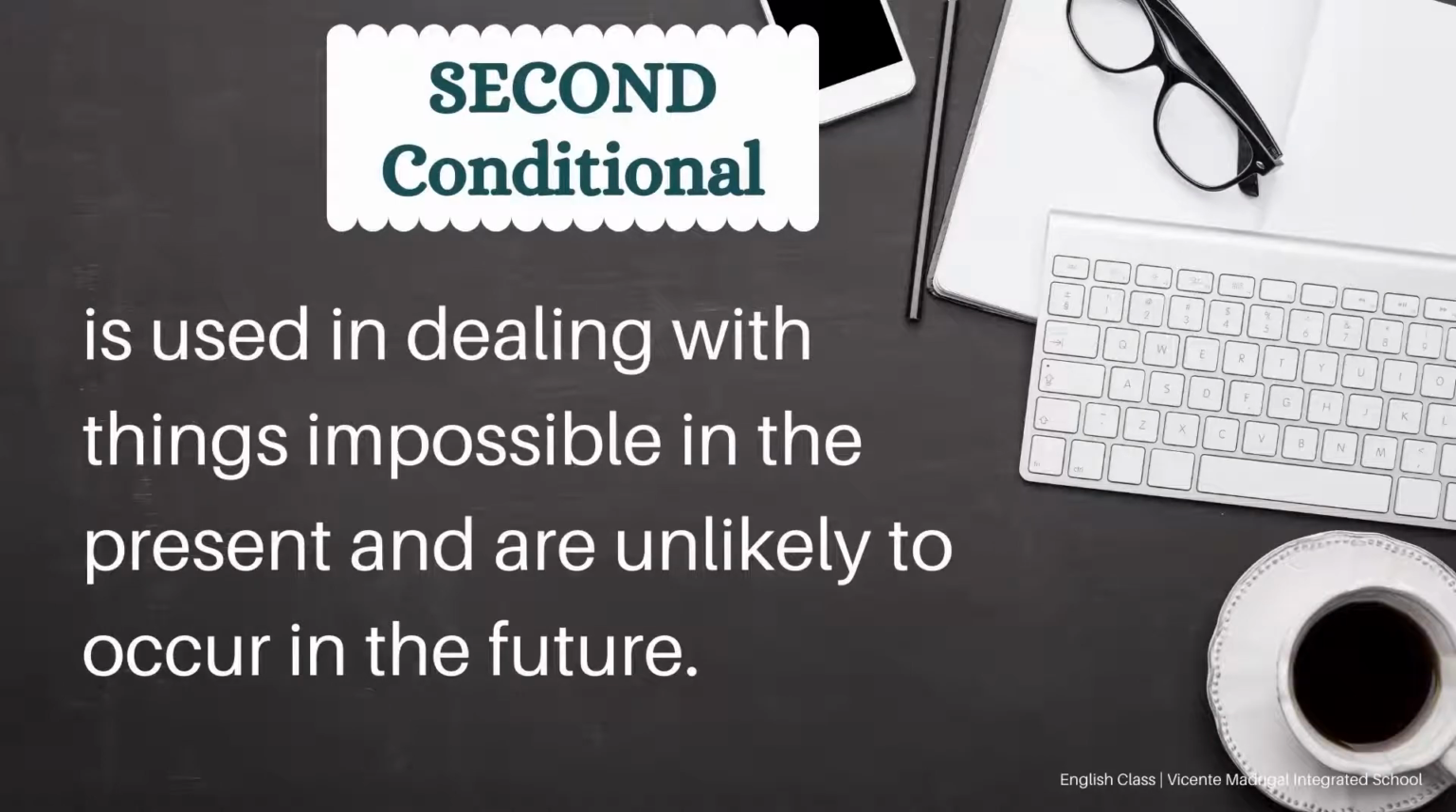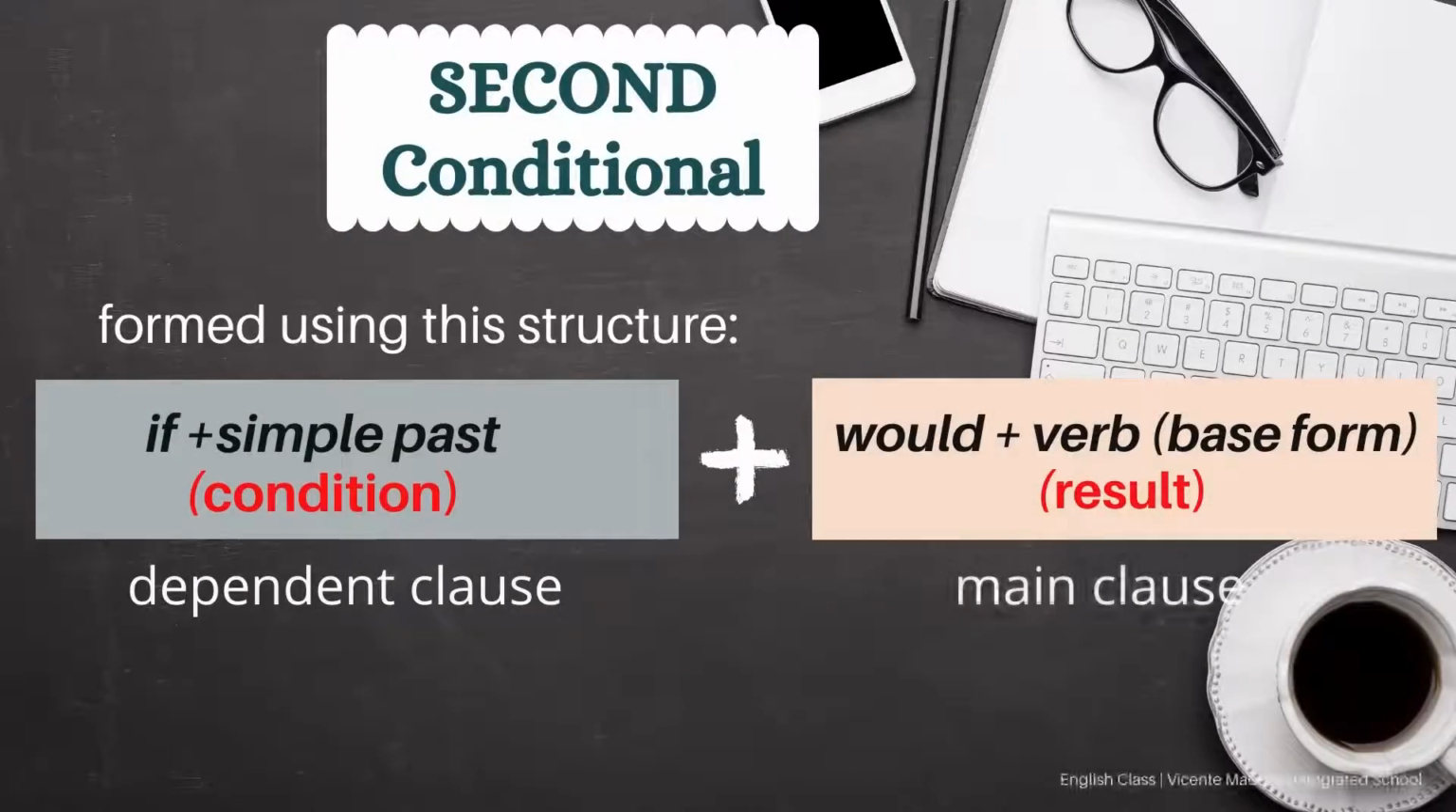The next type is second conditional. It is used in dealing with things impossible in the present and are unlikely to occur in the future. We use this if we wanted to express impossible, imaginary, or unlikely situations. It is formed using this structure.